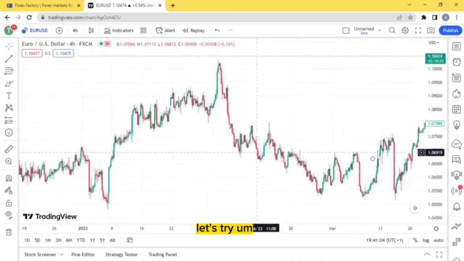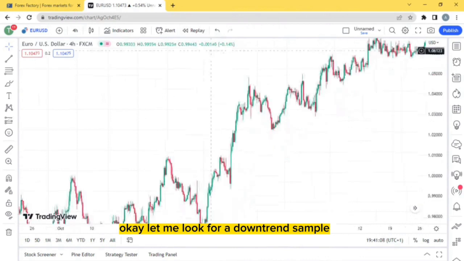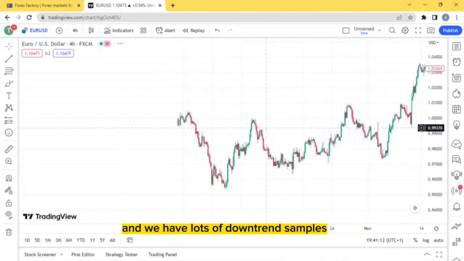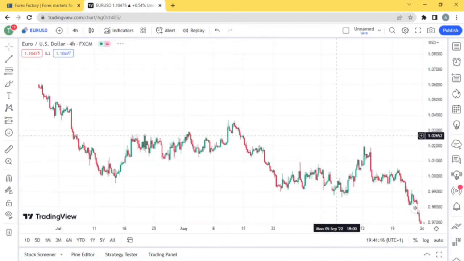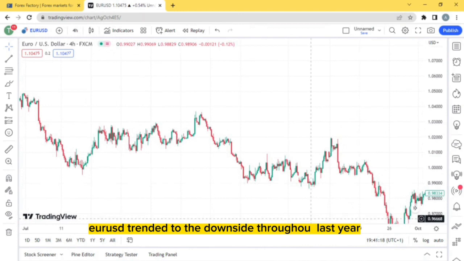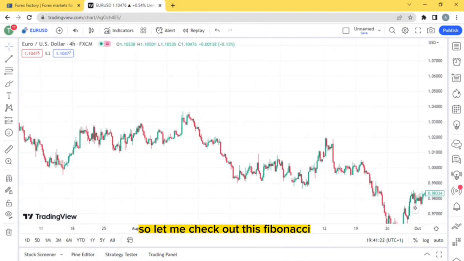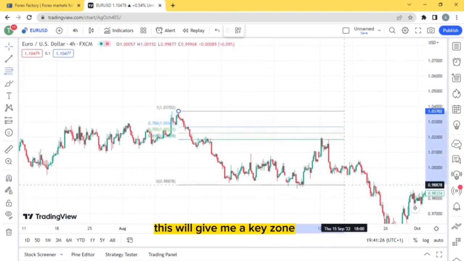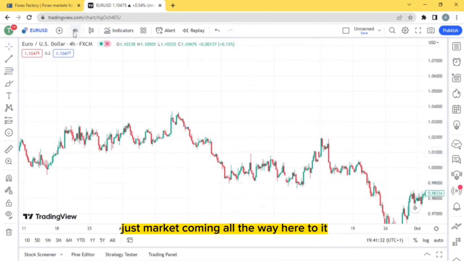Let's try a downtrend sample. Okay, let me look for a downtrend sample. You can see how it's just trending so much to the upside, and we have lots of downtrend samples towards last year because USD trended to the downside throughout last year. So let me check out this Fibonacci. Let's pull out this move, and we can see this will give me a key zone. Okay, a key zone, just market coming all the way here to it.